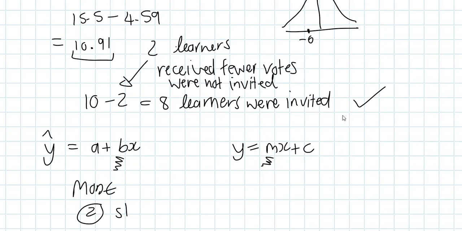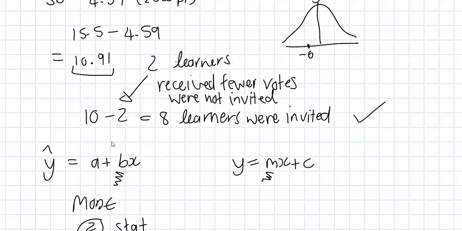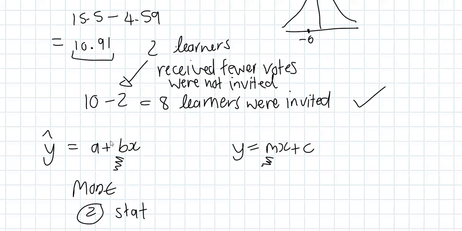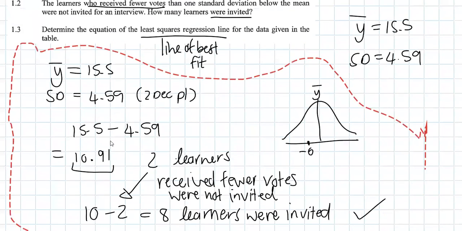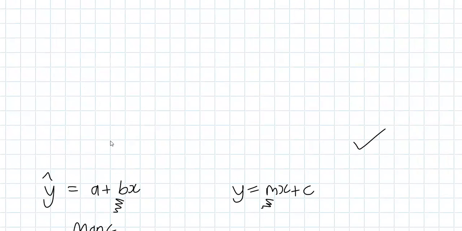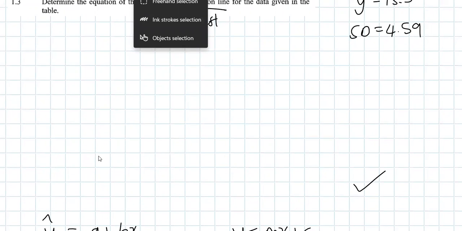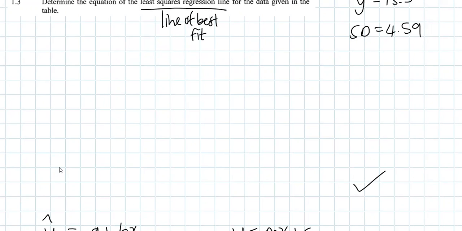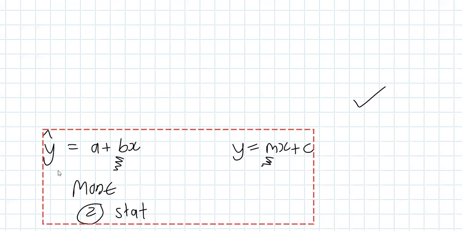Mode 2 gives you stat. And this time you want to press number 2. Let me just make a little bit of room here. You want to press number 2, which gives you the A plus BX, which will give you 2 columns, which is what we want.